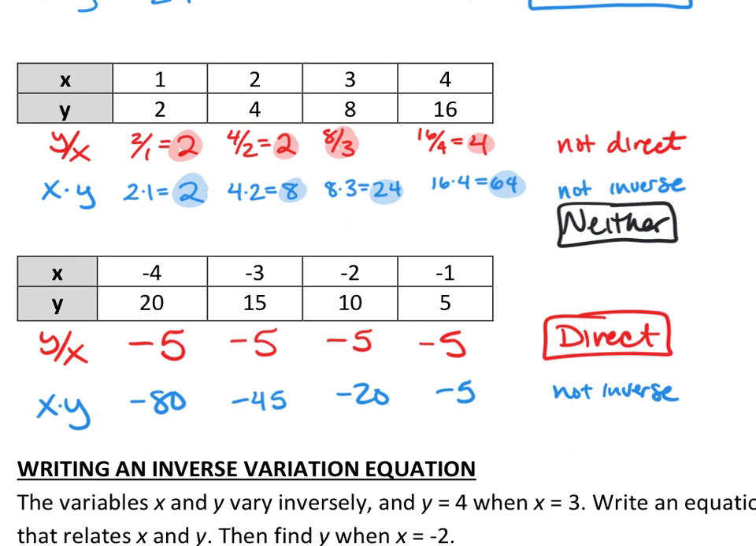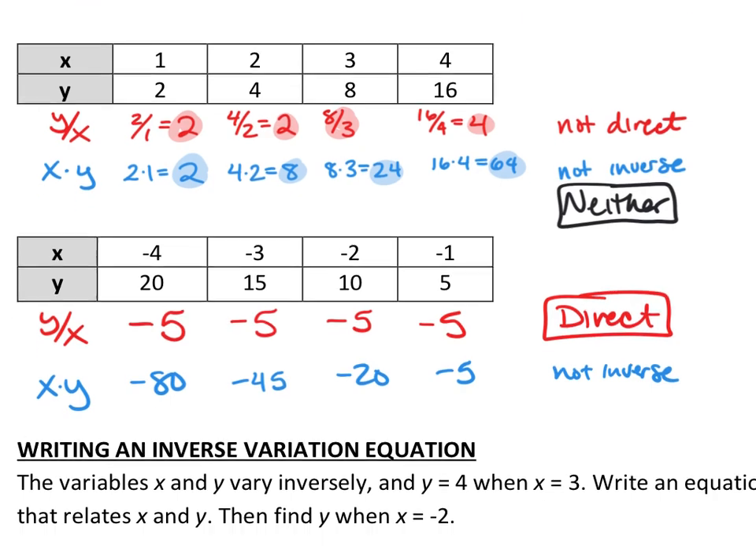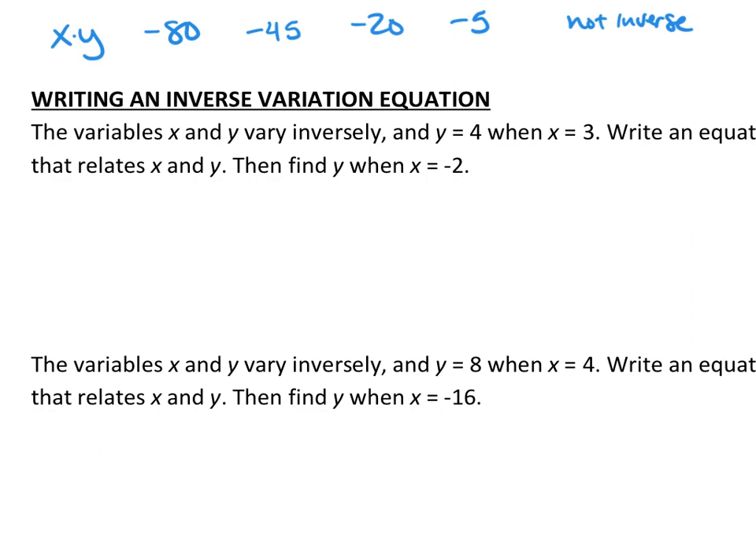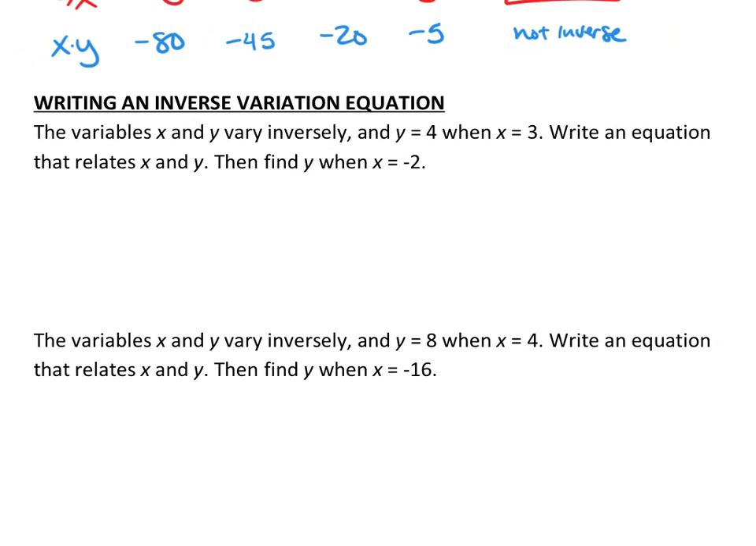Make sense? So far in the notes, we have looked at equations to decide if they were dividing, which is direct, or multiplying, which is inverse. And then we looked at tables to do the same thing. We just had to find the values for each of those data sets. And then we're going to start writing our own inverse variation equations. This is what the problems might look like. It says, the variables x and y vary inversely. That's important. Let's circle, highlight, star that word, vary inversely.